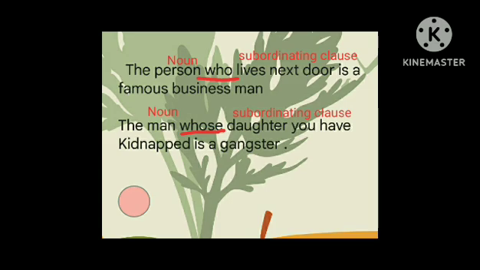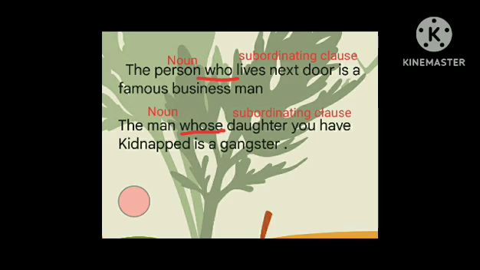Children, look at this sentence. Person becomes the noun here and who is a subordinator. Our subordinating clause will always start with the subordinating conjunction. Now, who is a subordinating conjunction? So, let's begin with the subordinating clause, that is, who lives next door. This becomes our subordinating clause.